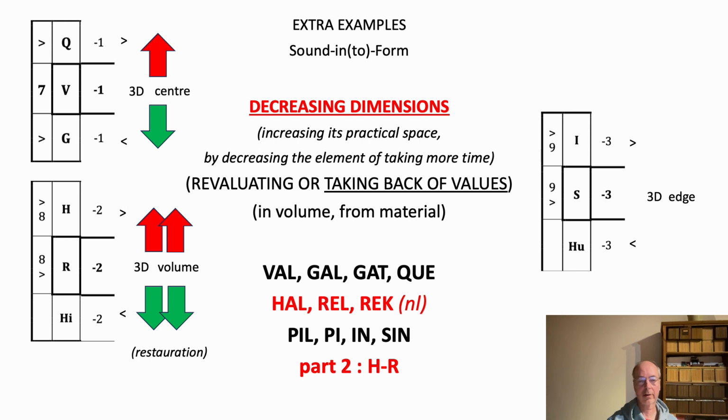The next letters after Q, V, G, and so I had now already some letters. The H I didn't have yet, so it was H, R, and HE. This was confusing because I expressed the word in English. Now I have the words that I will show them. Some examples: HAL, REL, and REK.